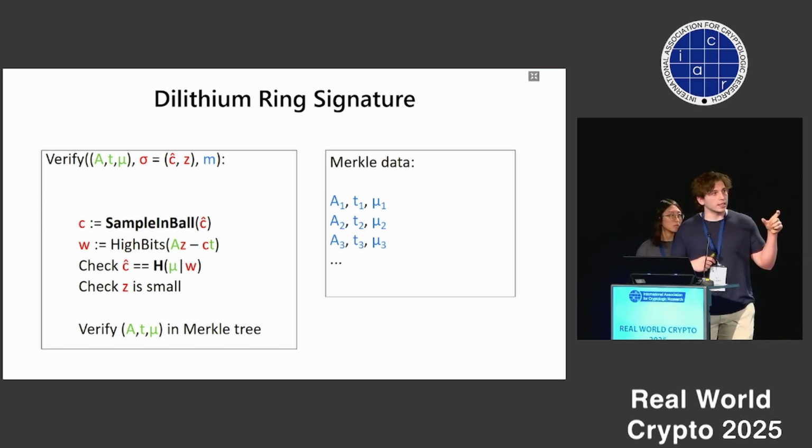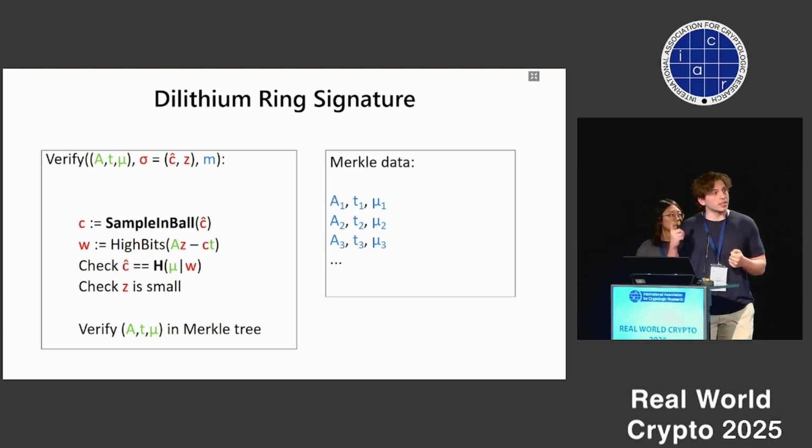Now, once we've done this, it seems like we're at an impasse, because there's an almost circular dependency in the code, where C is a hash of C hat, and W is some algebra in C, and C hat is then a hash of W. So it's unclear if we can do any better than this, or if we're stuck with these two hashes left in the circuit. And as it turns out, we can do better.